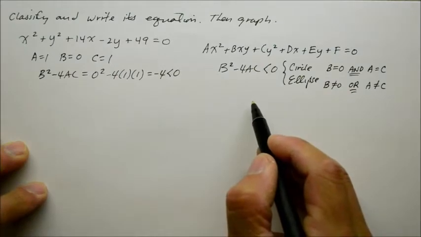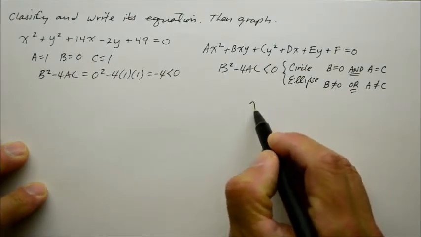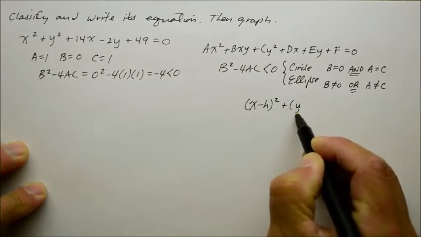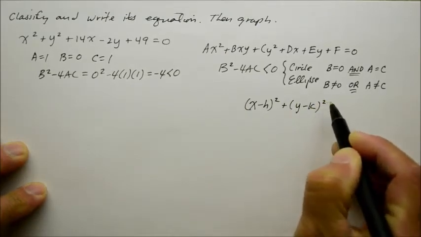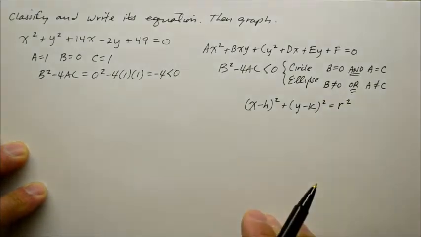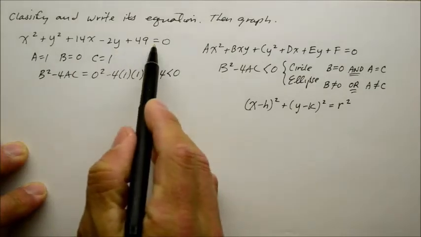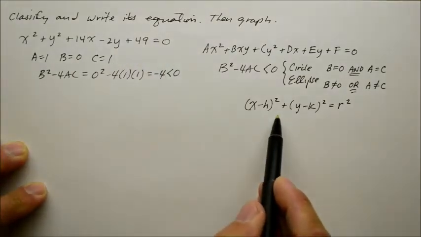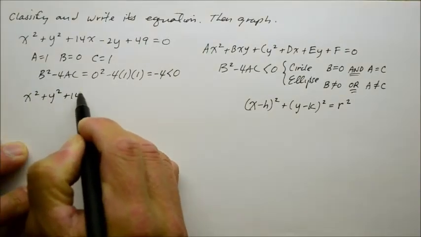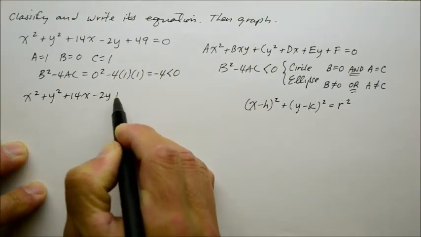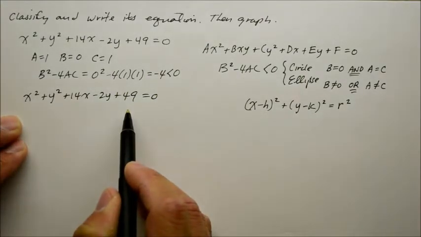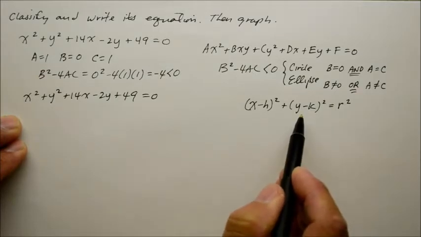And the standard form of a circle, when it's translated, is given as x minus h squared plus y minus k squared equals the radius squared. So we're going to try to make this standard form into the form of a circle. So let's take that standard form, x squared plus y squared plus 14x minus 2y plus 49 is equal to 0. And we're going to make it into the standard form of a circle.